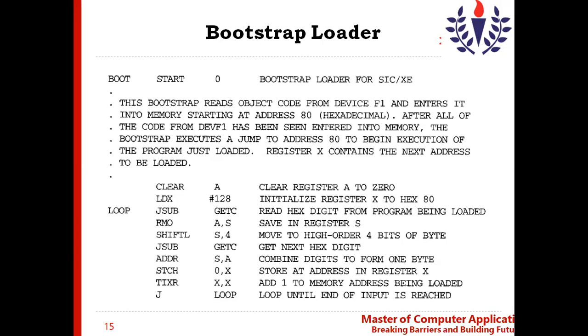So this cannot be A comma S, because the result should be in A, because when you use STCH, the character which is stored in A should be moved. So that is why A should have the result. That's why S comma A should be there. So STCH will be storing the content from the accumulator to the location which is mentioned in the X register.